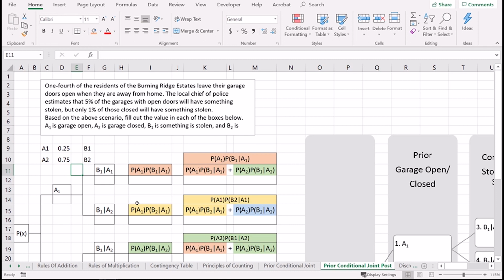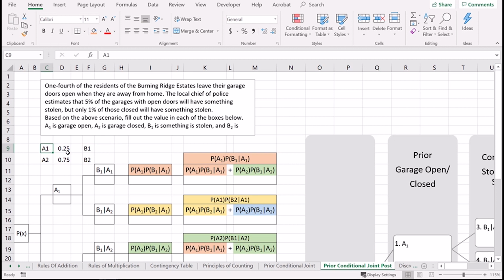Okay? So the local police chief estimates that 5% of the garages with open doors will have something stolen, but 1% of closed doors will have something stolen. Based on the above scenario, fill out the value of each of the box. A1 is garage door open, A2 is garage door closed, B1 is something stolen, B2 is nothing stolen. So we'll get there in just a second.